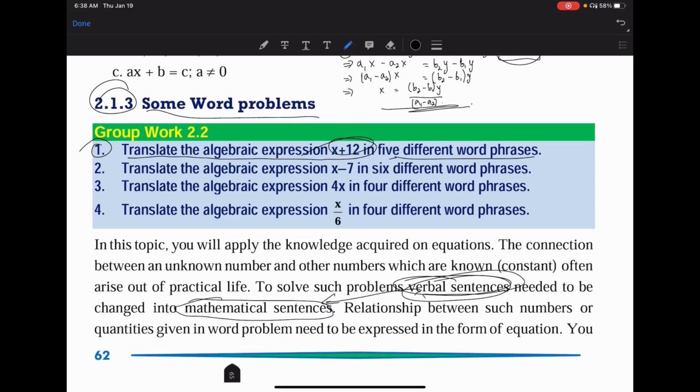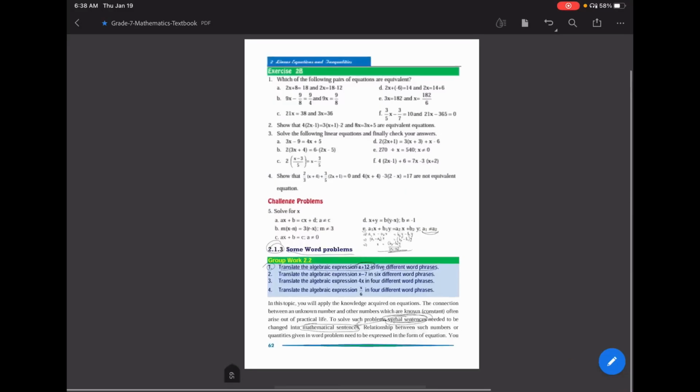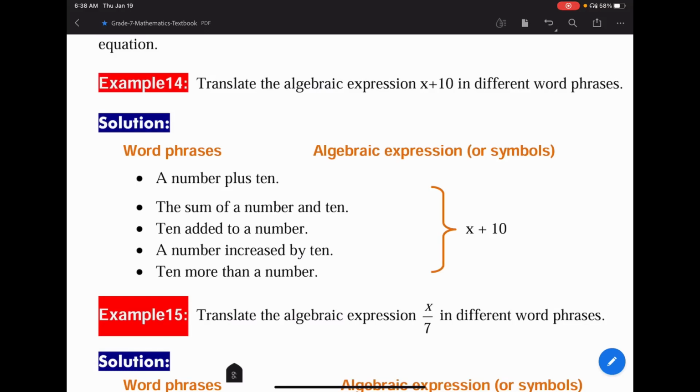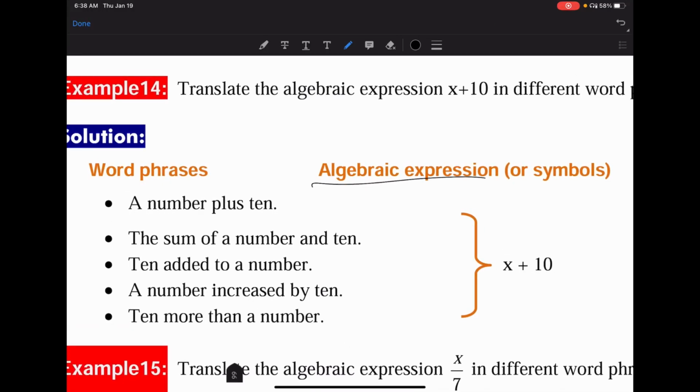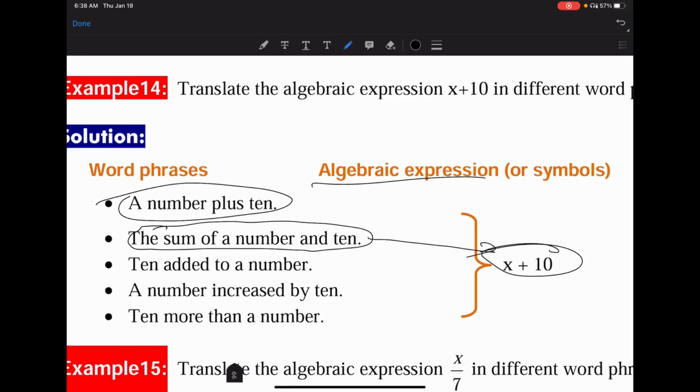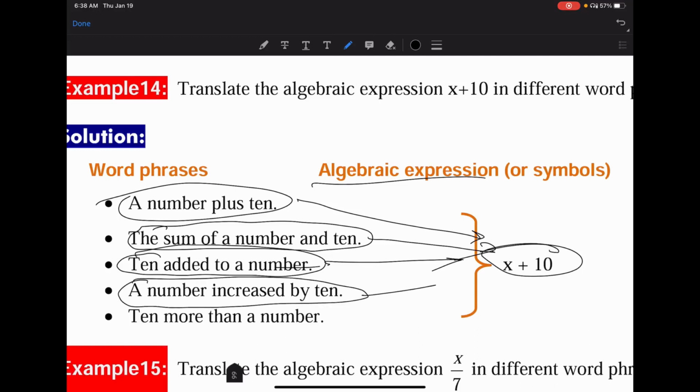Translate the algebraic expression x plus 10 in different word phrases. This asks how, given a verbal sentence, we change it into an algebraic expression. For example: a number plus 10 means x plus 10. The sum of a number and 10, also x plus 10. 10 added to a number, the same meaning. A number increased by 10, similar.